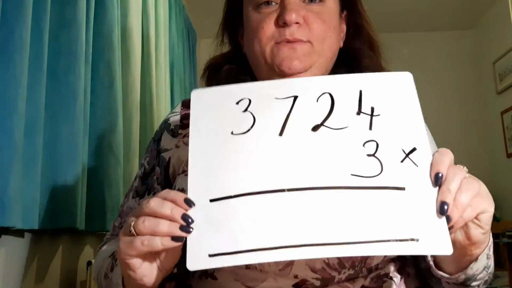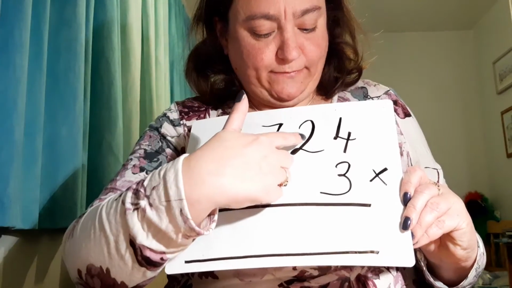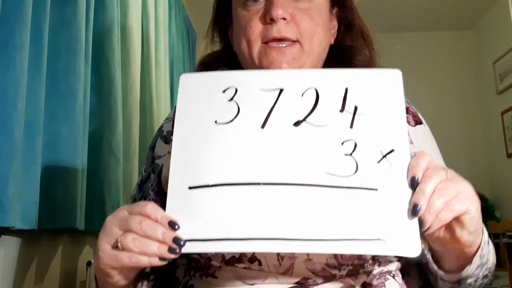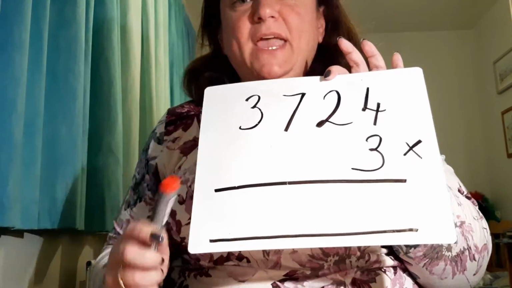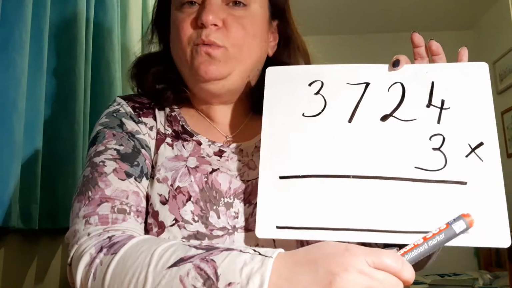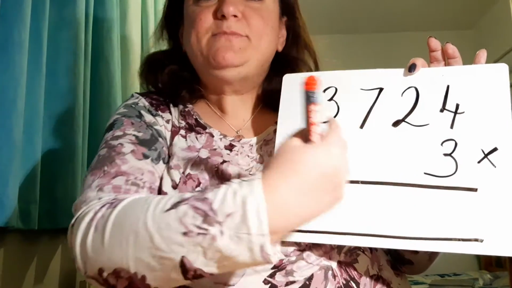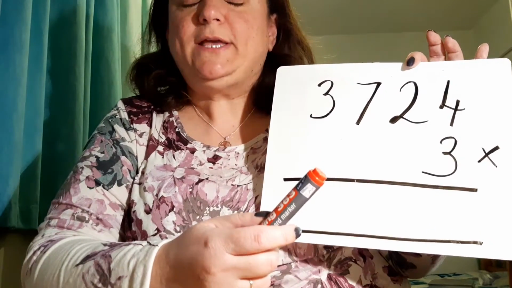Our multiplication methods. So what I've done is I've started with one like this. It's a 4-digit number, 3,724 times 3. We're going to multiply this one out. Now if you remember when we do addition and subtraction, we start with the units, and that's exactly what we do with multiplication as well, because as it gets bigger we'll have more and more to add to it.